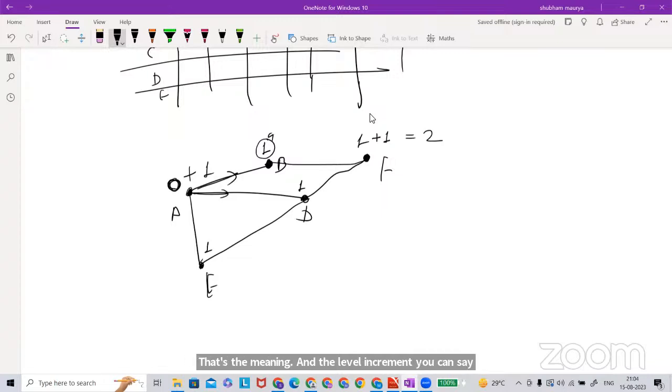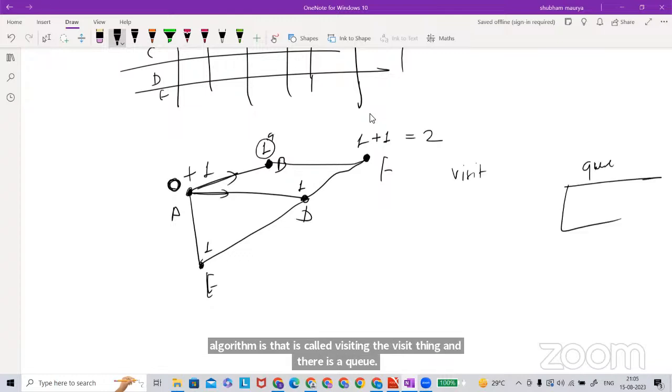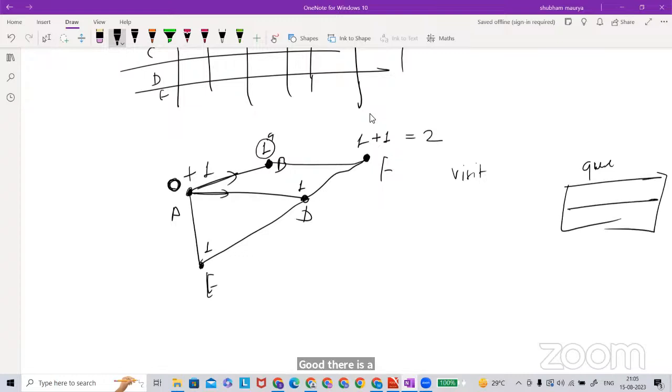And now once we visited F, now from F, see, this is the algorithm, no? Once we visited, now we'll go back and start exploring D. So let me explain the algorithm. It is called visiting, the visit thing, and there is a queue, which is a box we have. And this is the visiting. So let me write here B, C, D.